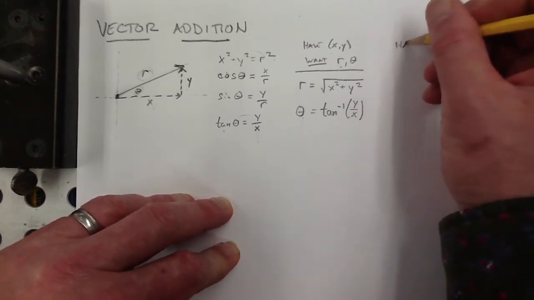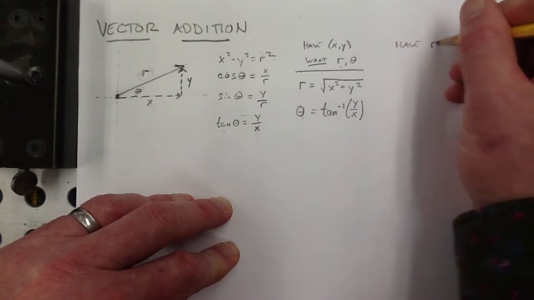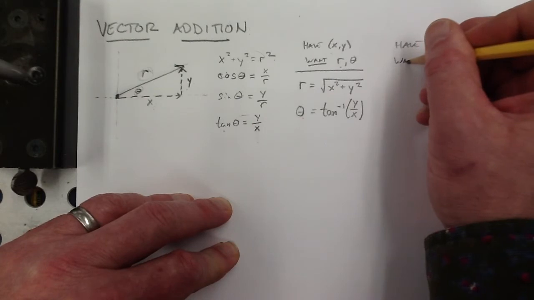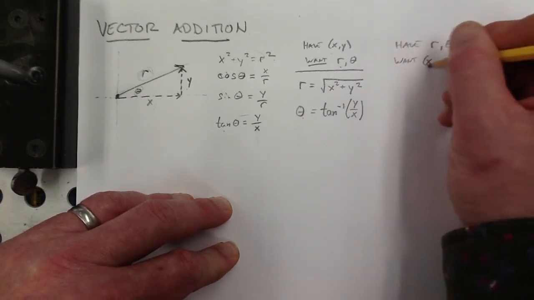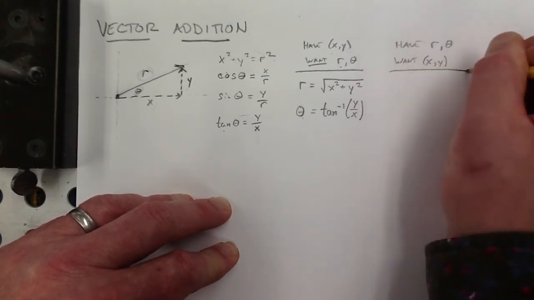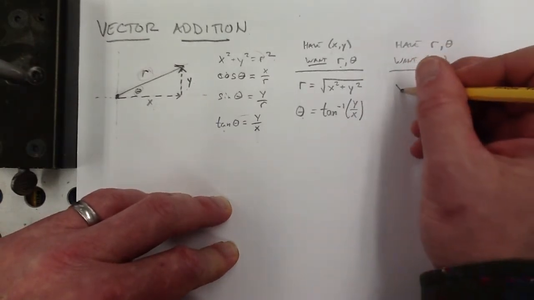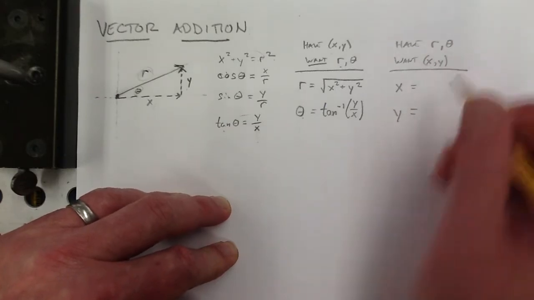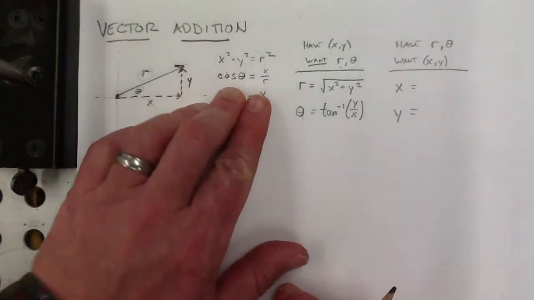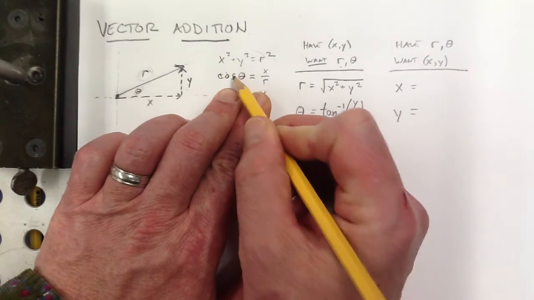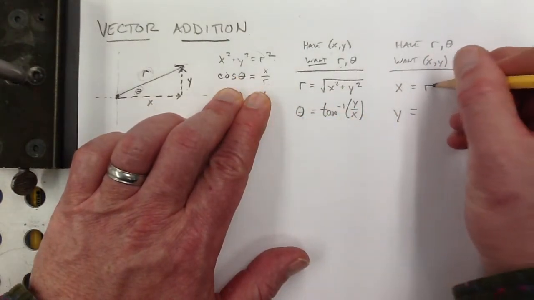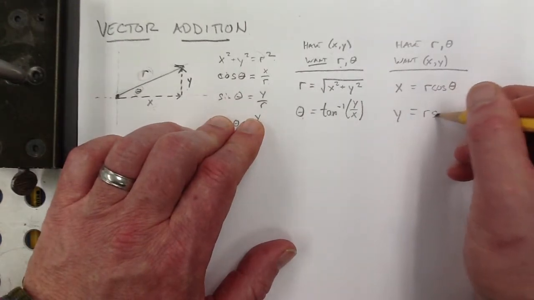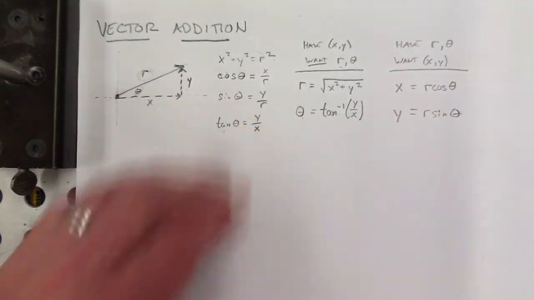So what if you have r and theta, and you want the xy? Okay, so that means I need to have an x equals and a y equals, and on this side, if I have r and theta, it's got to be r and theta. So here's an equation here. If I just multiply the r up to that side, x is equal to r cosine theta, and y is equal to r sine theta.